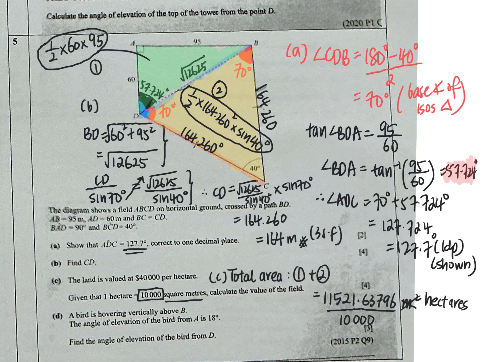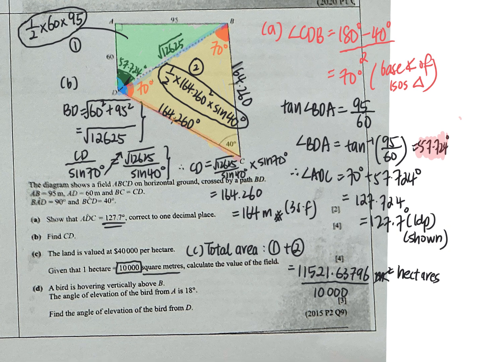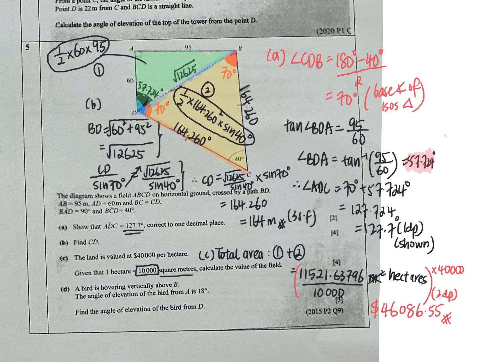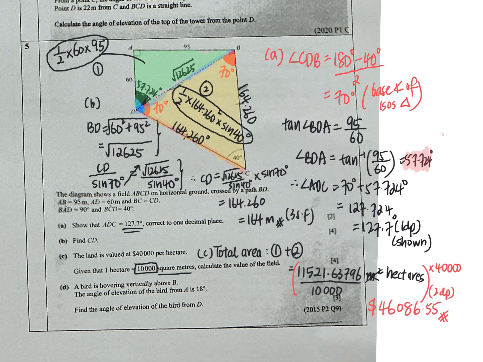And every hectare is $40,000. So if you want to know the total price, this whole thing, you times 40,000. So your land is $46,086.55. 2 DP for money. So this is part C.